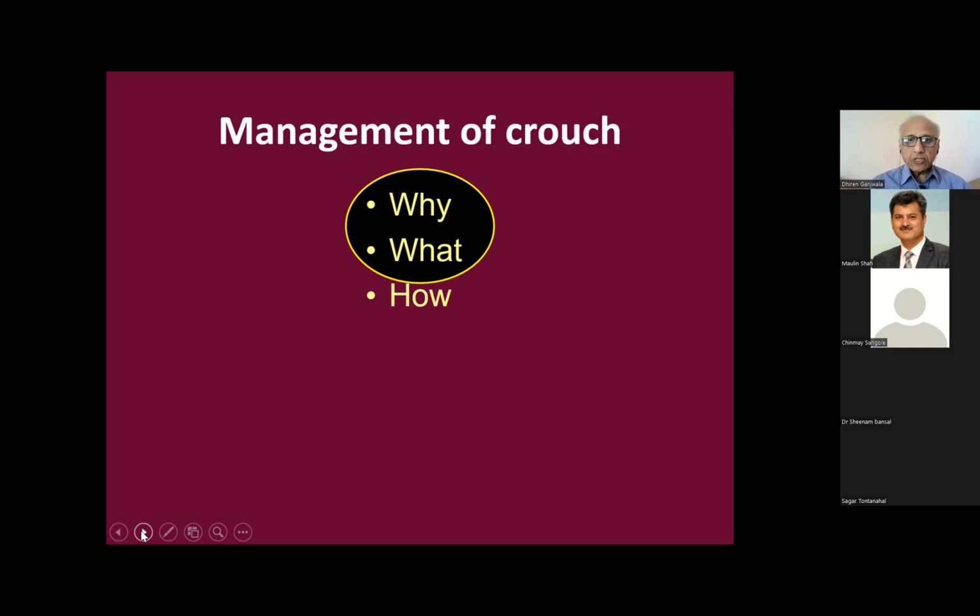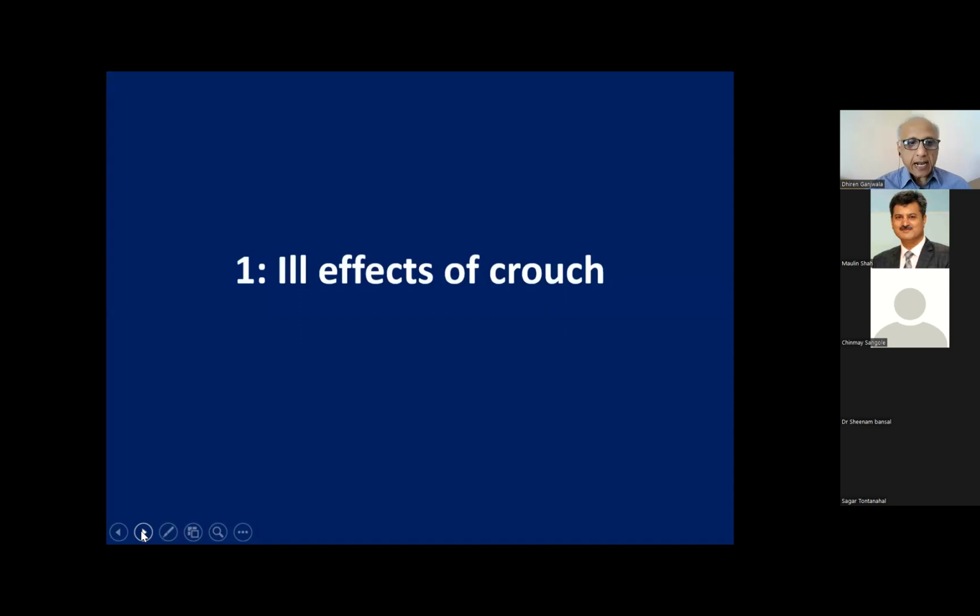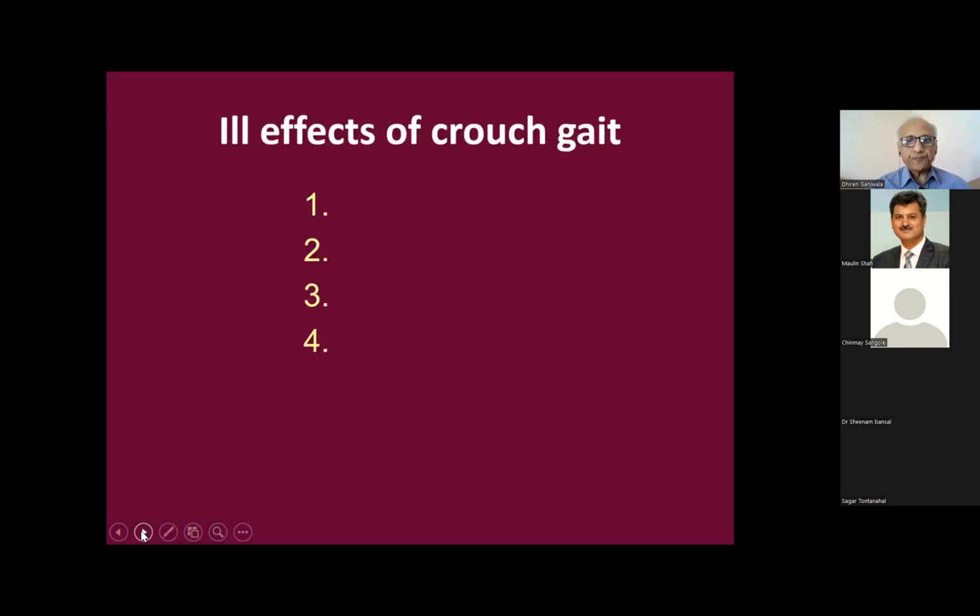In the case discussion, we will take care of the third point, and whatever we have discussed in the lecture, we will try to use that knowledge in the case discussion. So the 2 points which we will be focusing on are the ill effects of crouch and the causes of crouch. So let's start with the first point, ill effects of crouch. There are 4 major problems which we see because of the crouch gait. And I will discuss each of them one by one.